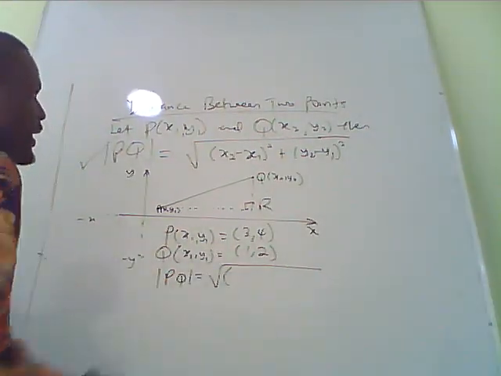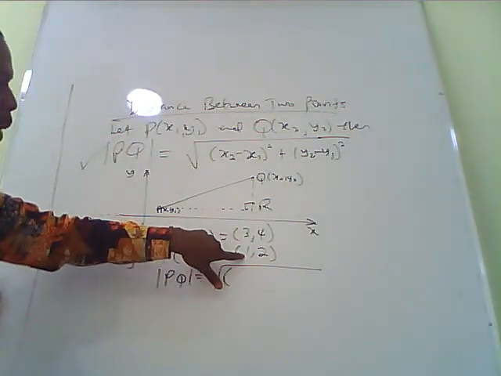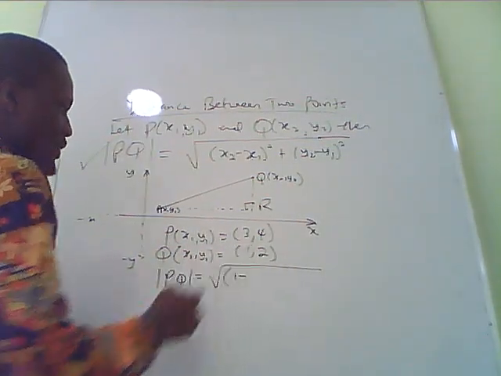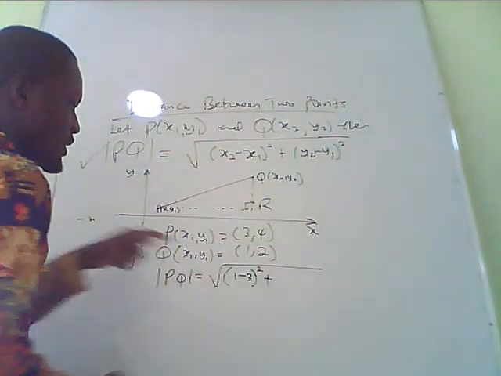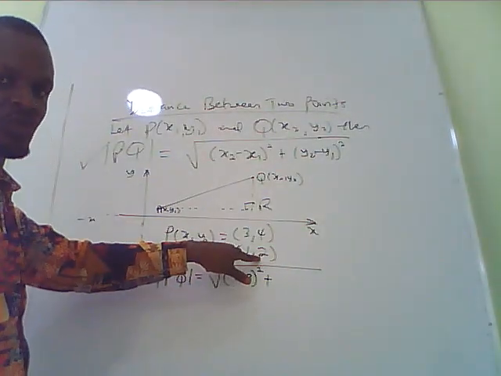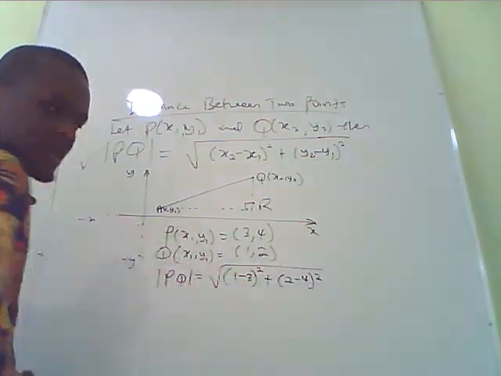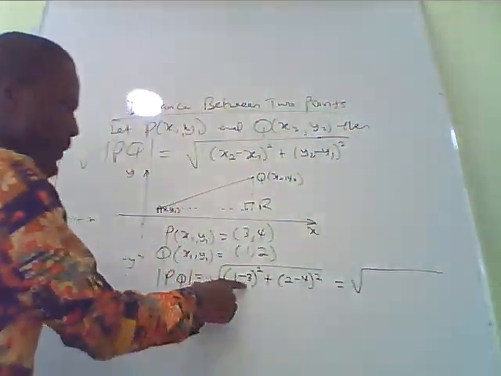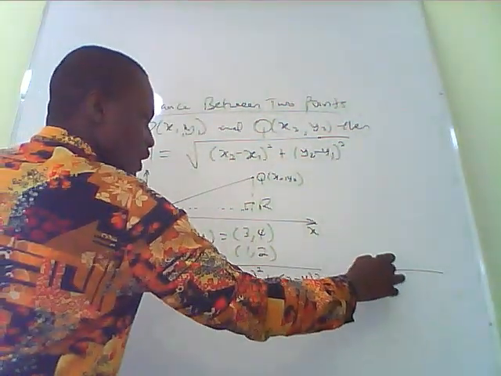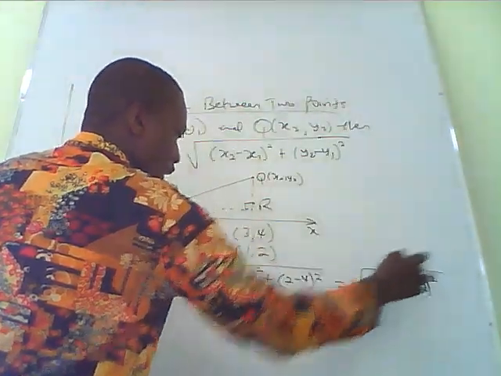square root of x2 minus x1. And what is the x2? x2 is 1. So we're going to have 1 minus x1, which is 3, all squared plus we have y2, which is 2, minus 4, all squared. So at this point, this is going to give us square root of 1 minus 3, which will give us negative 2 all squared, and 2 minus 4, we have negative 2 all squared.